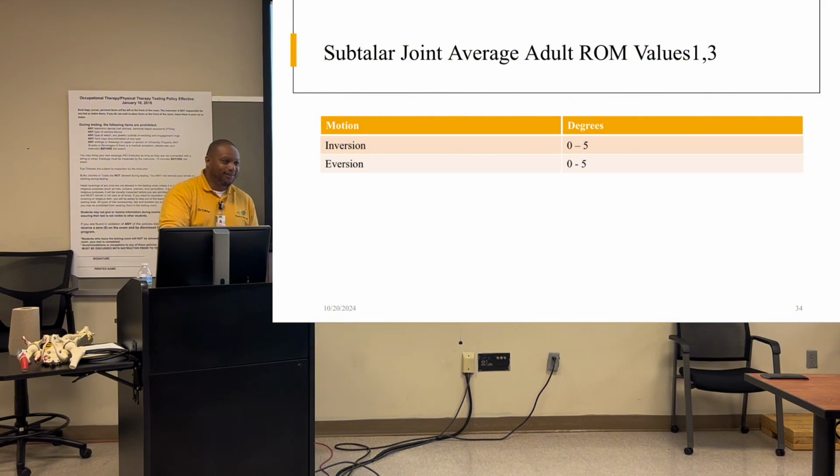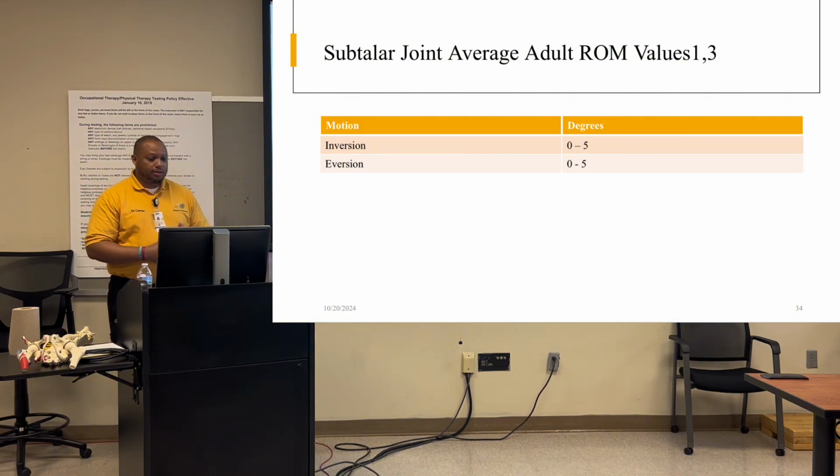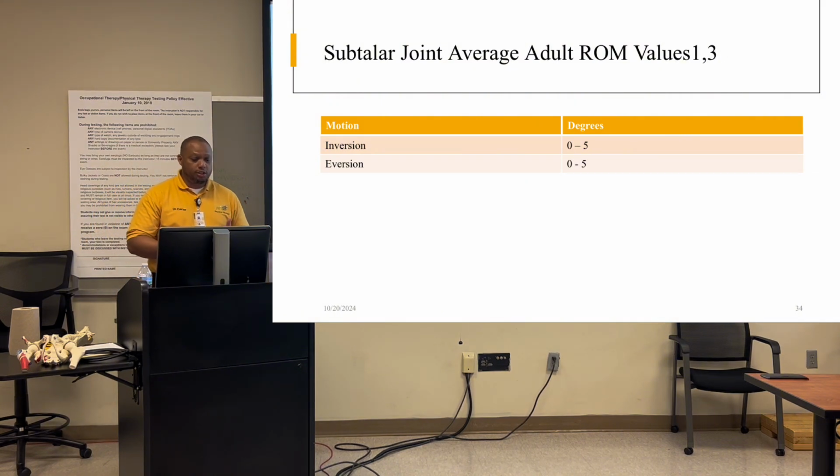All right, here we go. Subtalar joint. Average adult range of motion, typically inversion and eversion is 5 degrees. But when you passively perform inversion and eversion, which one do you think you're going to get more with?